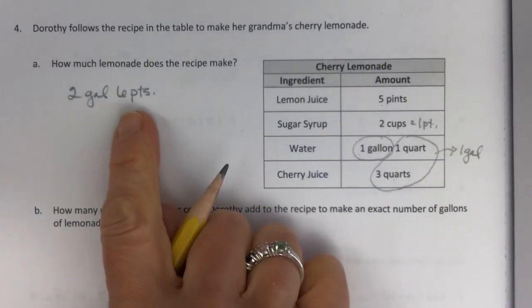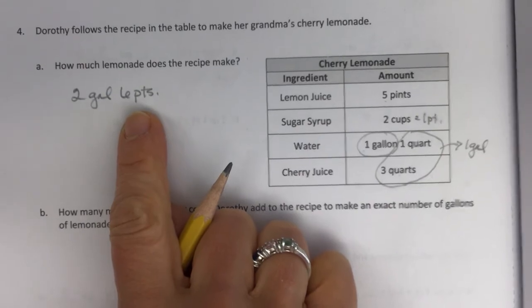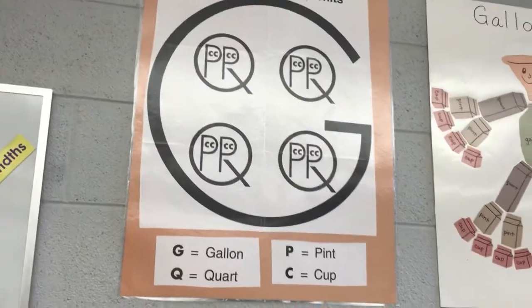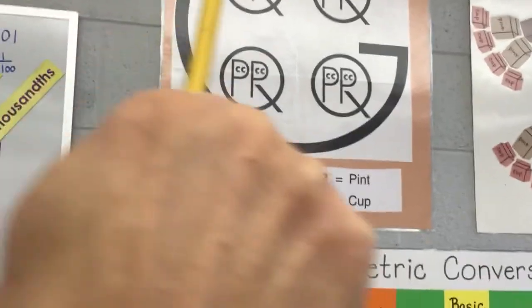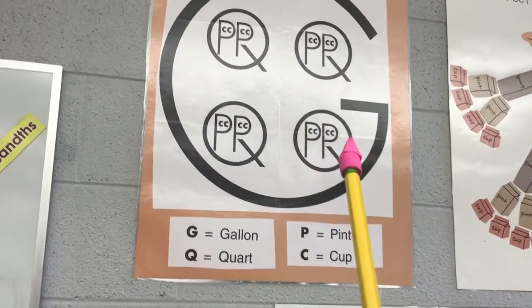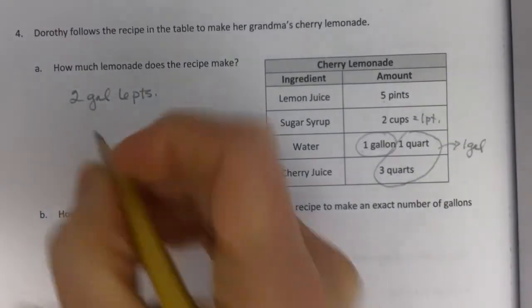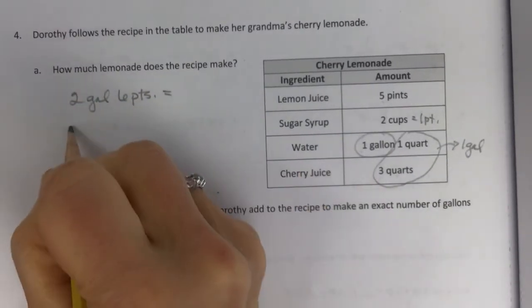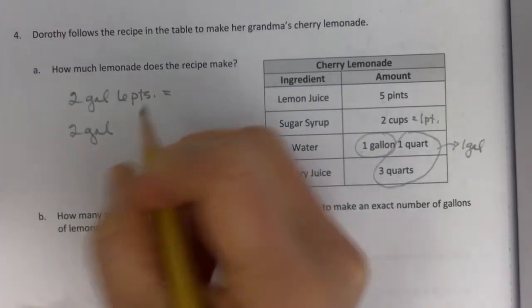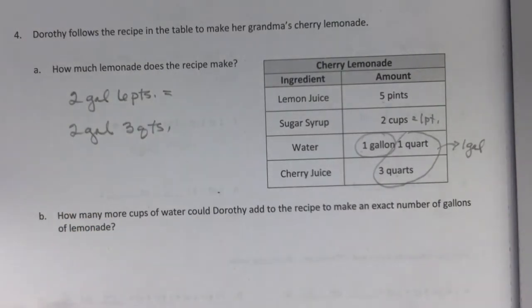Going back to this one though, 6 pints. I could leave it like that, but 6 pints is equal to something else. Let's look. 6 pints. Okay, if I can point. 1, 2, 3, 4, 5, 6. 6 pints is equal to 3 quarts. So I could write it that way. I could say, okay, well, that equals 2 gallons, 3 quarts, okay, of lemonade.